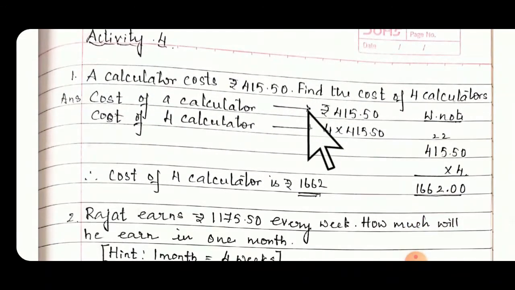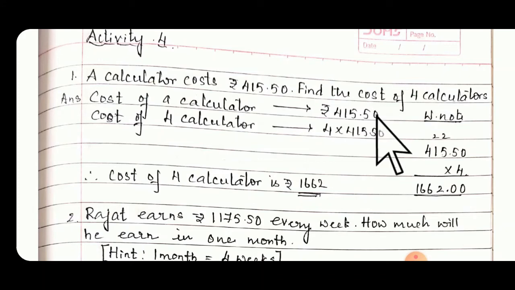Activity 4. A calculator cost rupees 415. Find the cost of 4 calculators. That means a cost of one thing is given and you have to find for many. Many means multiply. Regular multiplication.